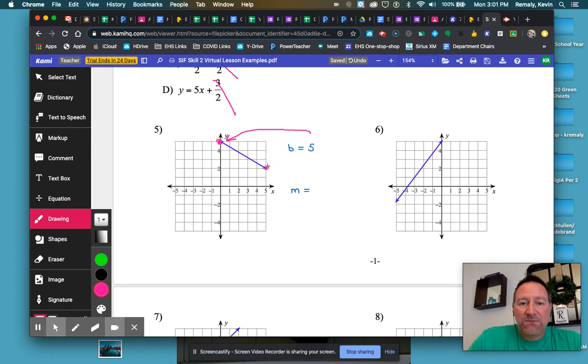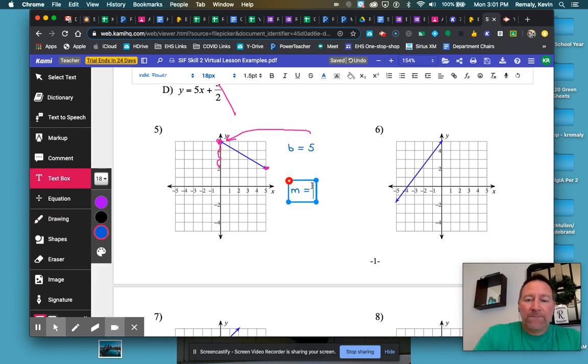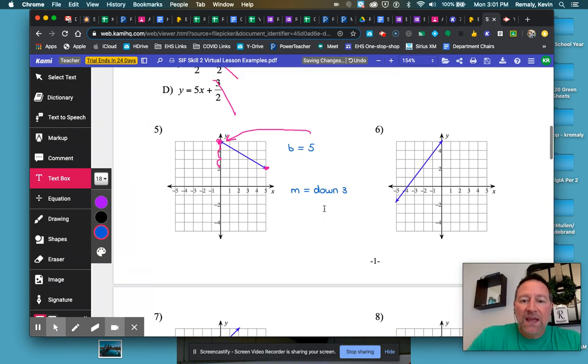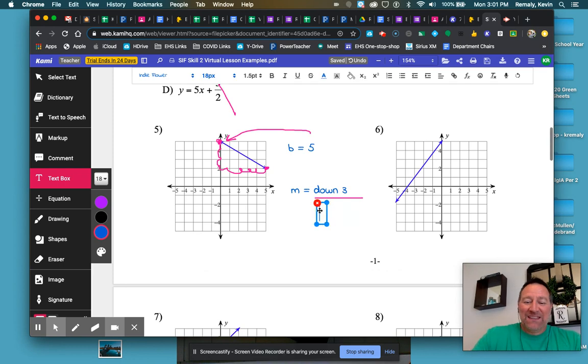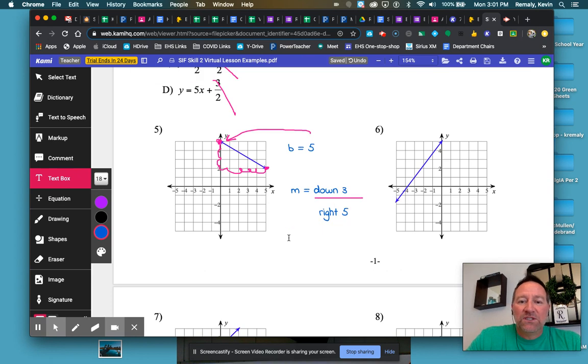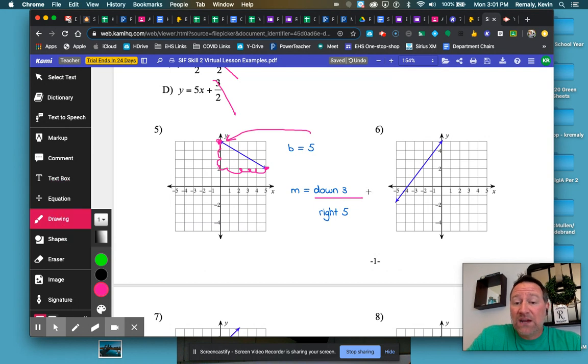So from my first point to my second point, I know I can go down 1, 2, 3. So I'm going to write down 3. And then for my horizontal component, my run, I know that I can go right 1, 2, 3, 4, 5. It's really hard controlling these editors. So right 5 gives us our slope then. Okay, so we just have to figure out the positives and negatives. In this case, going down 3 is negative. Going right 5 is positive.